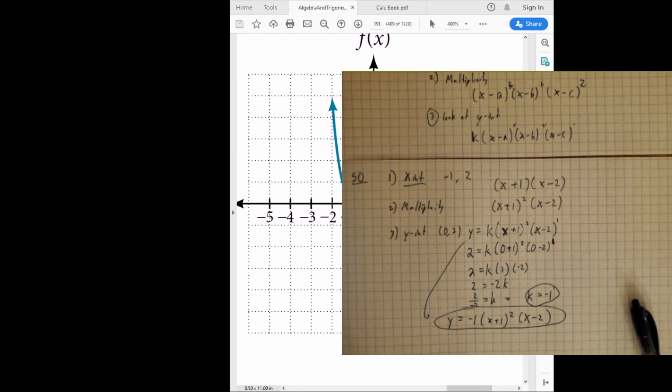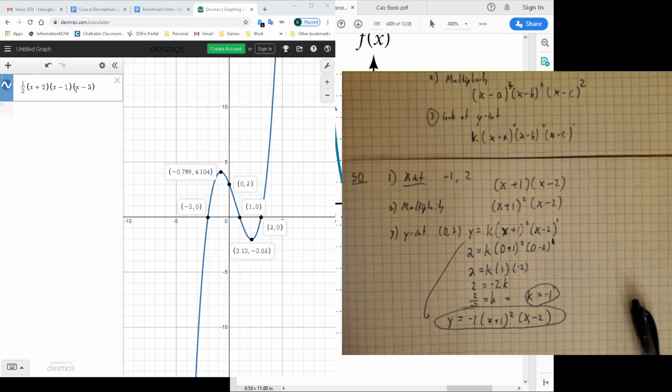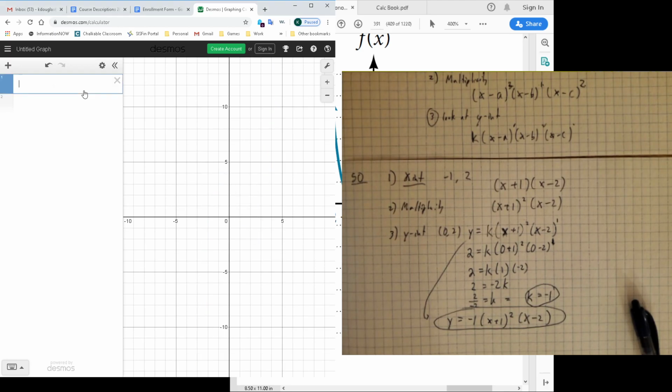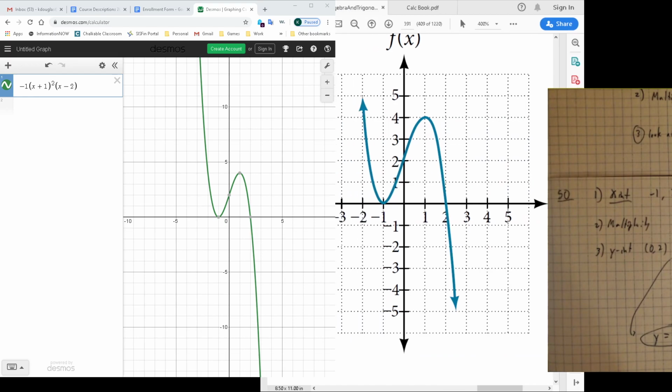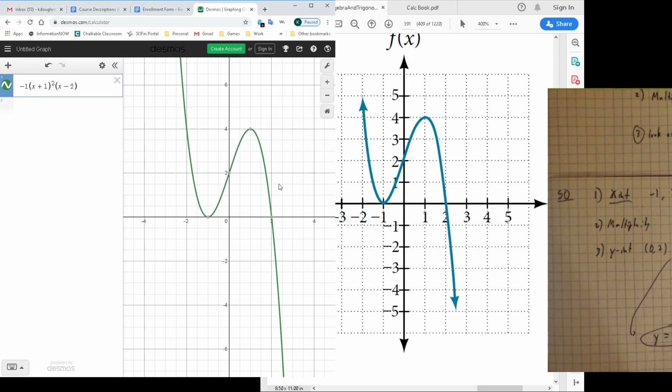So once again, I'm going to pull this over. Turn this on. Okay. Let's graph this function and compare them. So negative 1 times x plus 1 squared times x minus 2. Oh, look at that. That is freaking beautiful. How could you expect to get any better than that? Those things are just perfect.